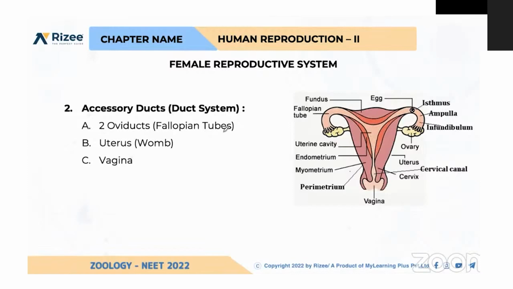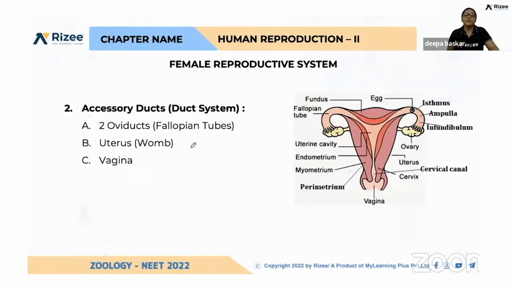Very good. So here, what are the accessory ducts present in the female reproductive system? Two oviducts, which are otherwise called fallopian tubes, and uterus, vagina. So these three parts, cervix comes under uterus, because in the previous slide we mentioned uterus, cervix, and vagina. So cervix, again, is a part of uterus. The lower part of the uterus is called cervix.